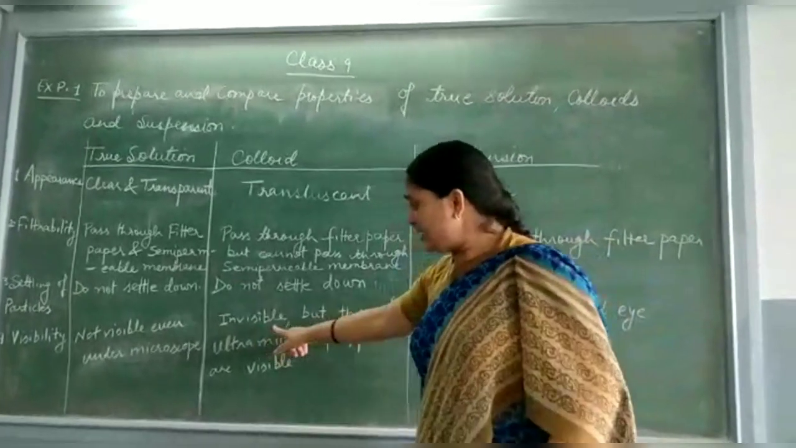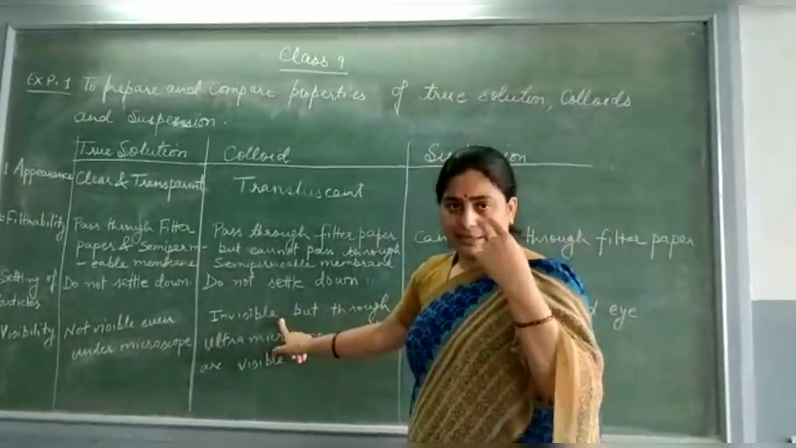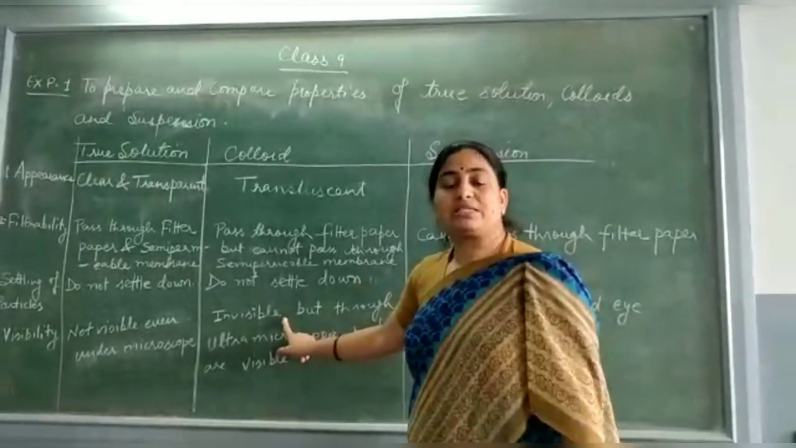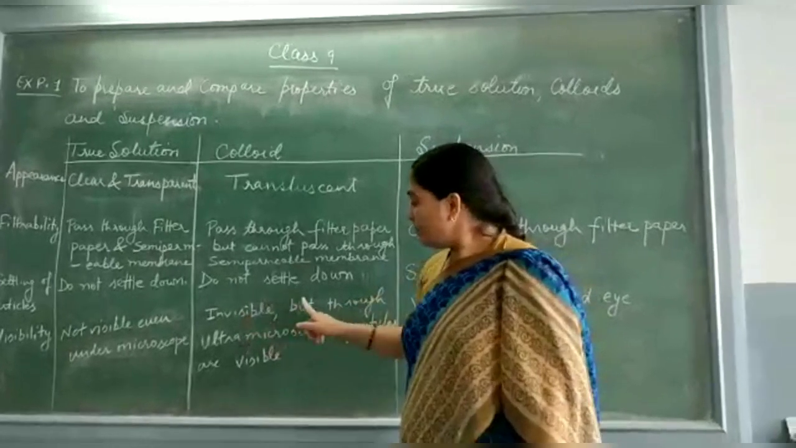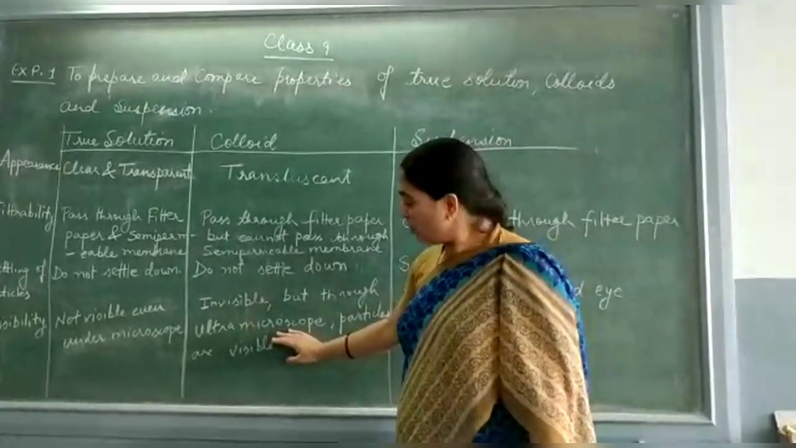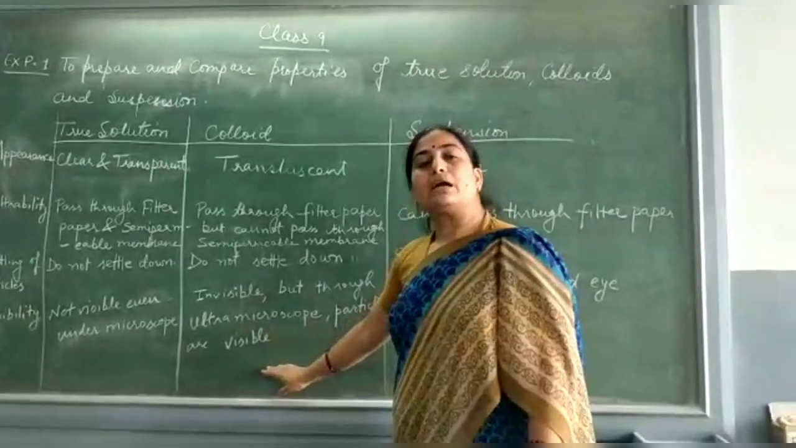So as the second point says, it is invisible to our naked eyes. आप blood को अगर आप देखेंगे तो आप उसमें से RBC और WBC नहीं देख पाएंगे. But when you look at this blood through an ultra microscope, we find that the particles are visible.